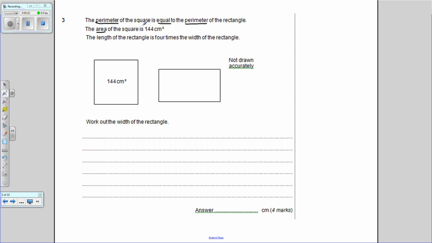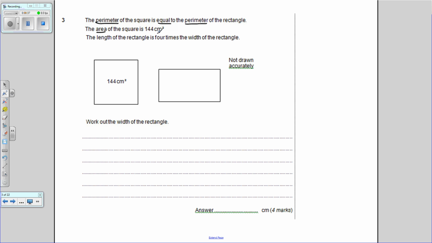But if you're struggling to break it down and you're struggling to know what to do, just try and do something. Look at the first line, do something if you can. Second line, just try and do something. Break the problem down. So the perimeters are equal. Can't really do anything from that because we don't know any of the lengths.